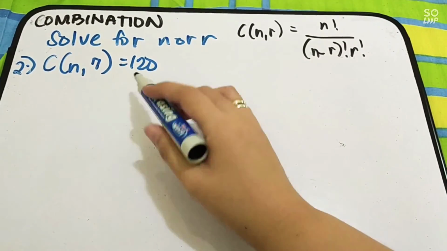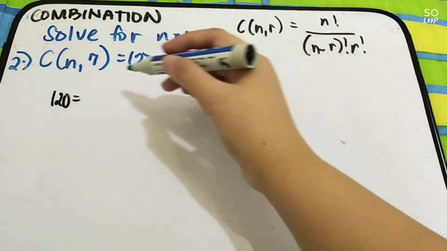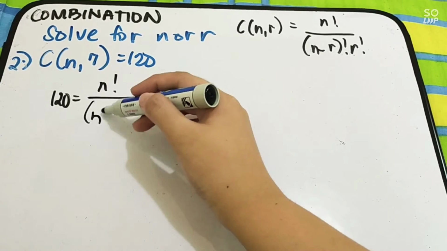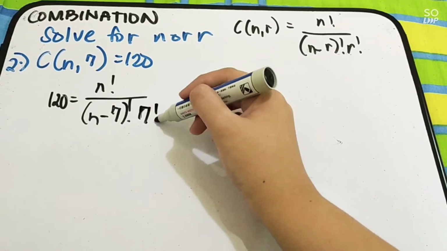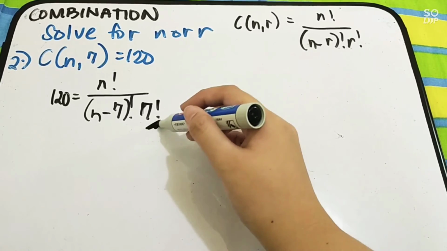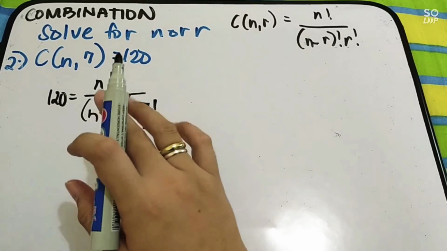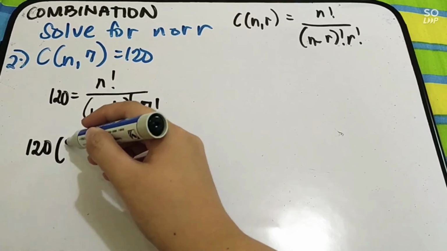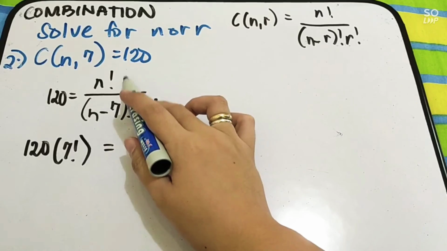Ang C(n, r) mo, that is 120. Write 120 is equal to our n, that is missing, n factorial over n minus 7 factorial, your r is 7 factorial. Afterwards, we are going to cross multiply. Ito, yung 7 factorial dun sa 120. Itong n minus 7 factorial, iwan mo muna dyan. Okay? So, we have 120 multiplied by 7 factorial. Then, it is equal to, so ngayon, ito expand mo, n factorial.